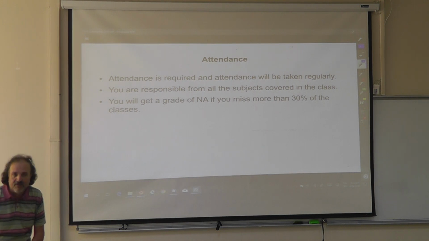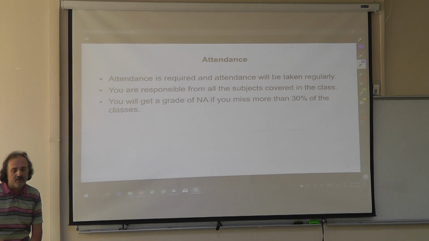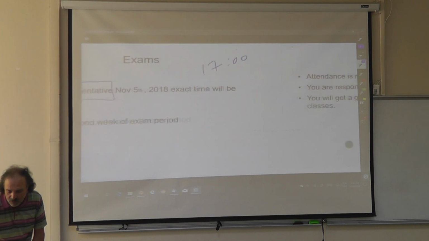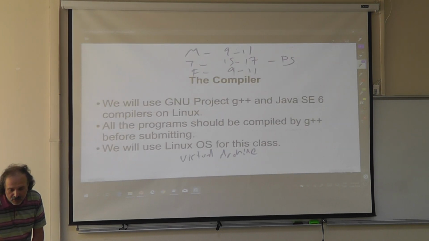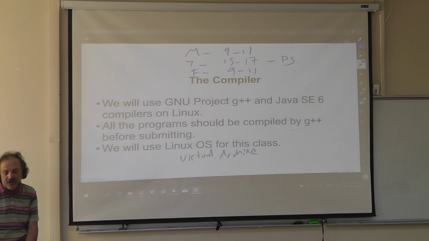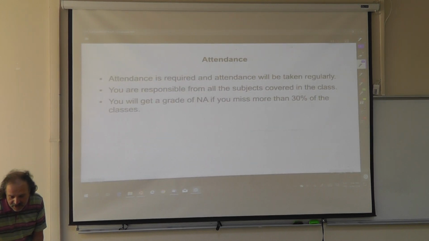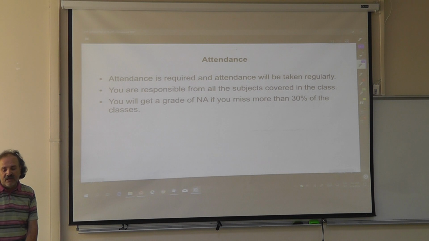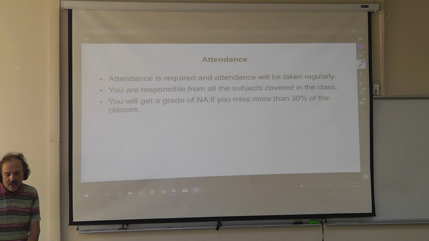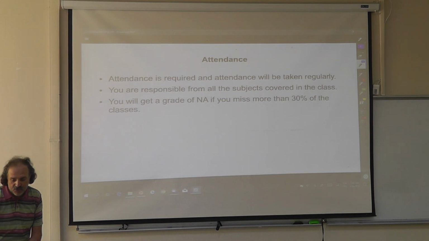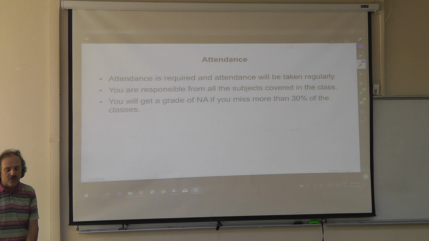Attendance will be taken regularly. For the graduate students, I know many of you work somewhere professionally, and you may not have enough time to attend all of these hours. 6 hours a week, that's too much. For the graduate students, again, this rule is valid. Attendance is required and I will take the attendance. But at the end of the semester, if you don't satisfy this rule, if you miss more than 30% of the classes, we will try to do something, okay?